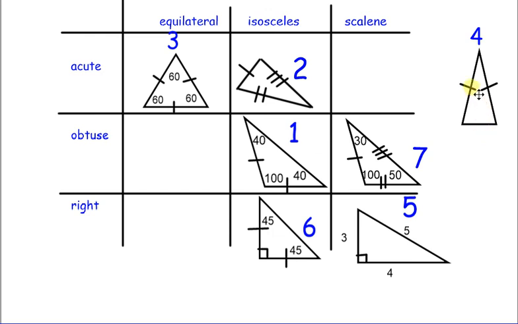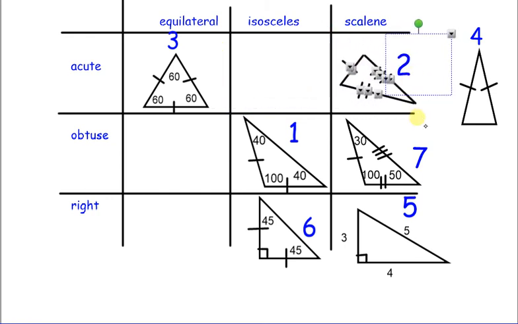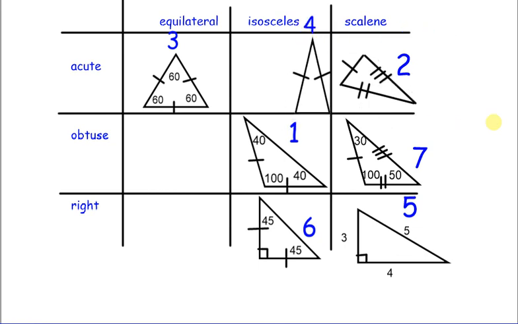And last but not least, we have number 4 over here. And he has isosceles also because he's got 2 tick marks, okay? And he also looks like he has acute angles. Oh no, I'm sorry. This guy is scalene. He's got no congruent sides. And this guy is the isosceles and the acute over here.